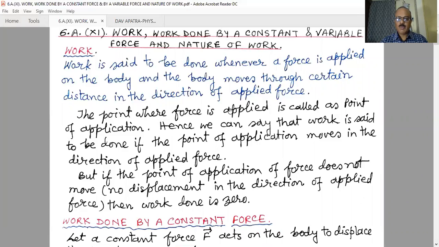The point where force is applied is called the point of application. Hence, we can say that work is said to be done if the point of application moves in the direction of applied force. That means when we apply force, in the direction of the applied force there must be some displacement in the same direction.